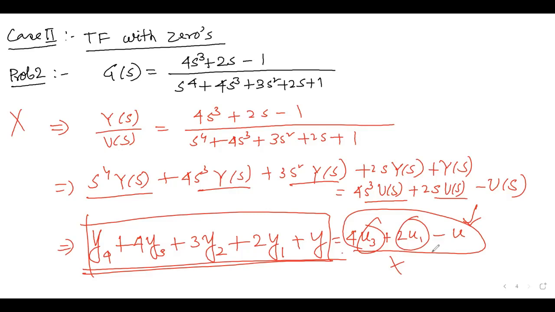Because we are getting derivatives of the input, but in the standard form we know x dot is equal to Ax plus Bu, and y is equal to Cx plus Du. Here there is no derivative of input, only the simple input. So we cannot proceed this way. Then what is the solution? Our transfer function is given.